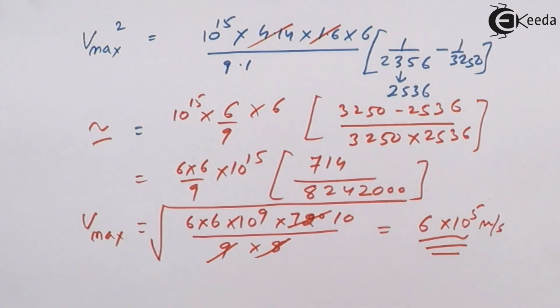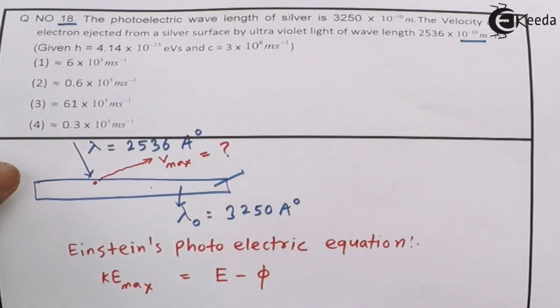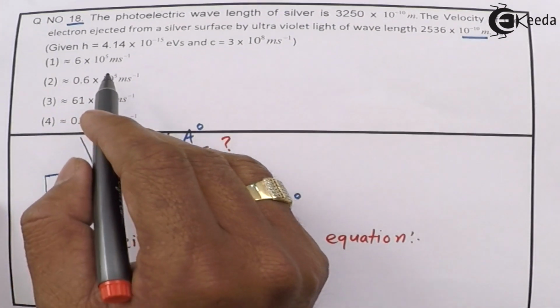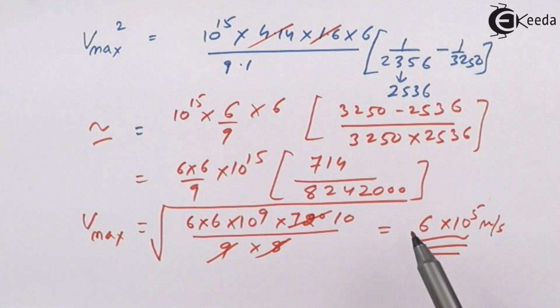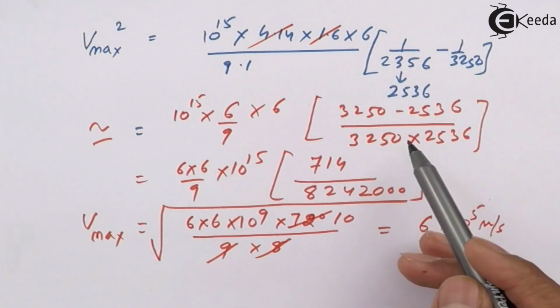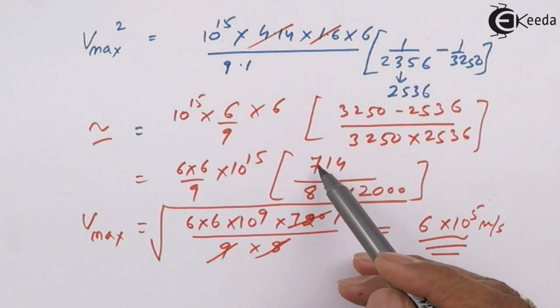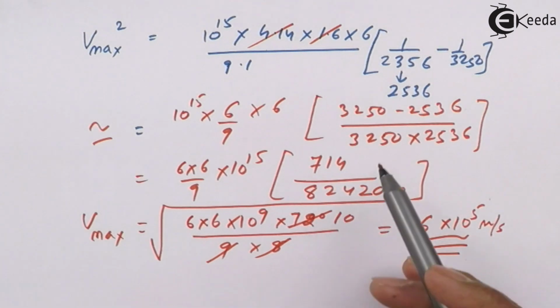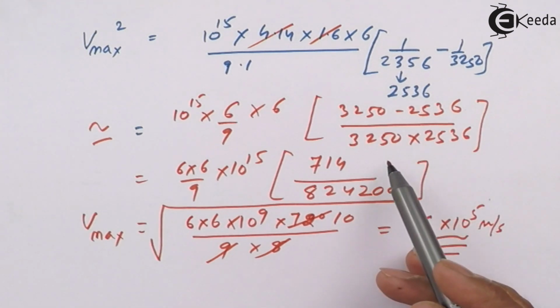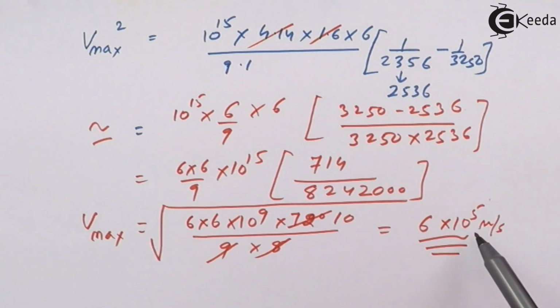If you see the options, 6 × 10^5 meter per second, so option number 1 is correct. Approximately you will get it this way, because you should not go for actual calculations. You can see that 714 I have written as 720. Some part I increase, some part I decrease, and approximately I will get the number.